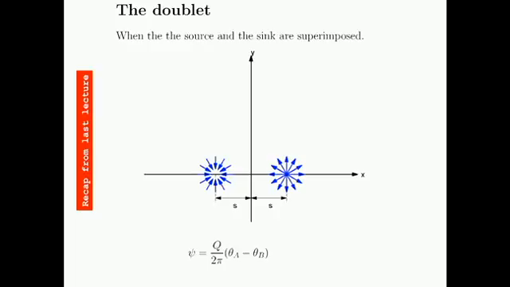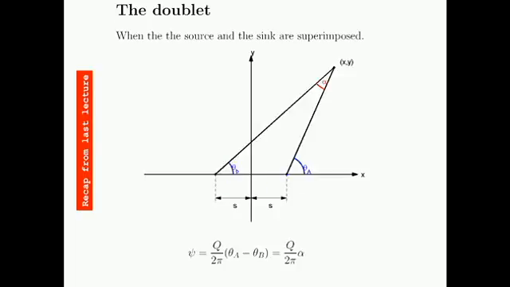So then the other thing that we did on Friday was that we tried to, we don't want to deal with those asymptotics, so we tried to write out a solution for this flow that we're calling the doublet, which is a source and sink co-located, exactly located on top of each other. And we started off by just considering the stream function for a source and a sink, which was just Q on 2 pi theta A minus theta B. And then we said that, well, just from geometry, I can write that theta A minus theta B is equal to that angle alpha, which is shown in red on this figure.